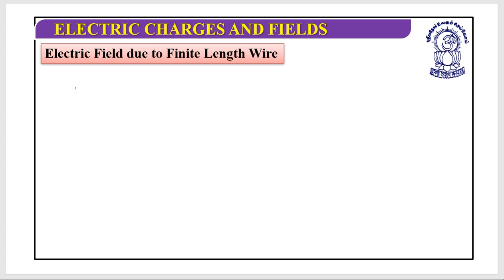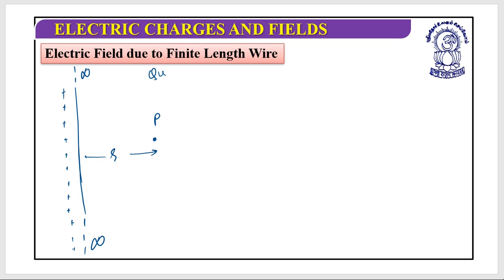Let's say a wire is given. This is an infinite wire that has been extended from infinity to infinity, and you require an electric field at this point. This is a distance r.